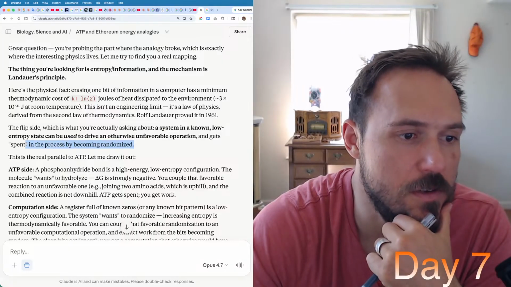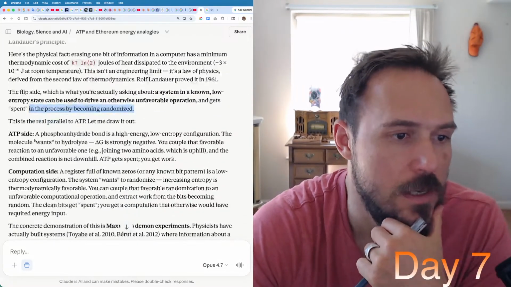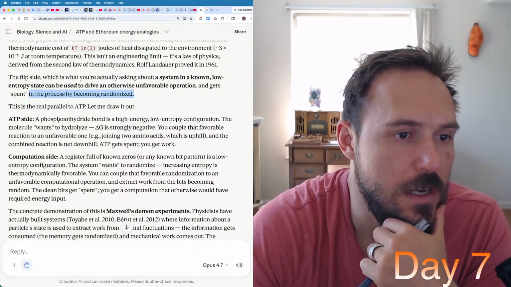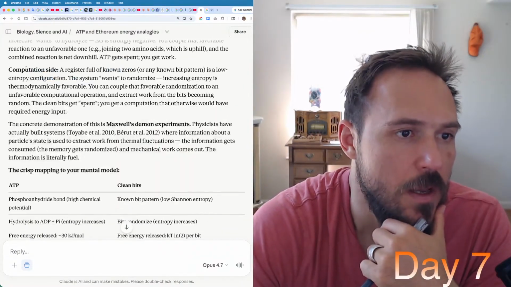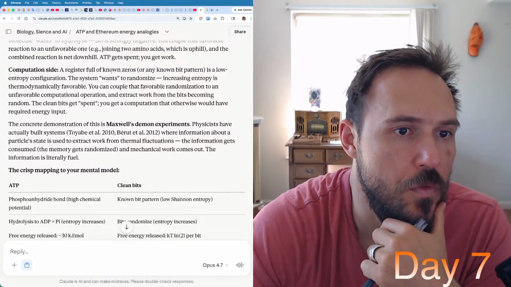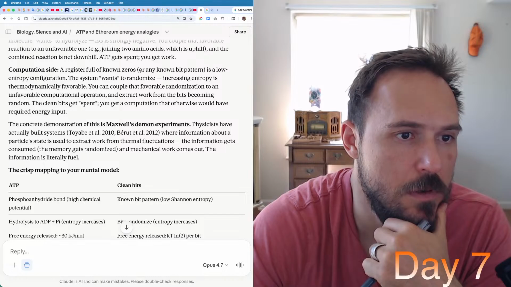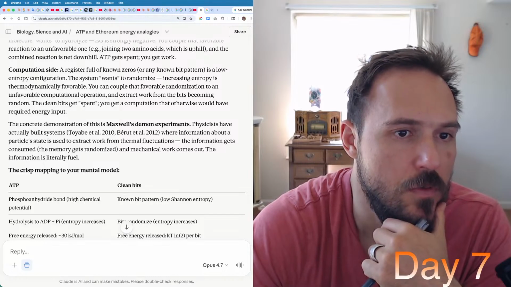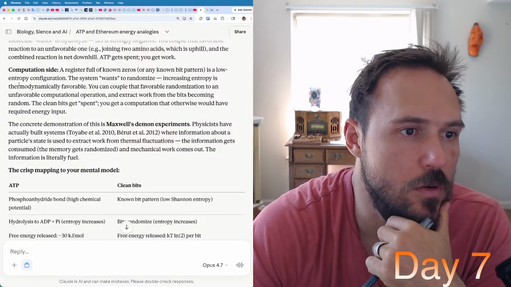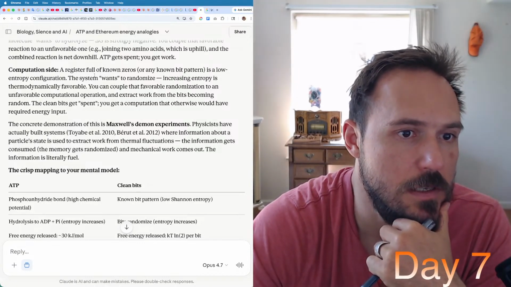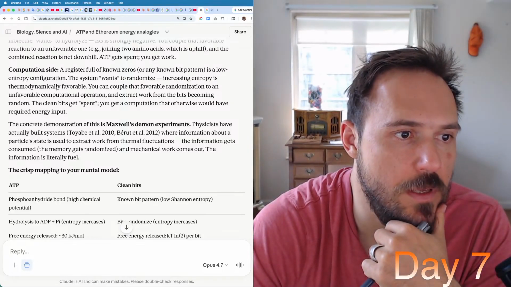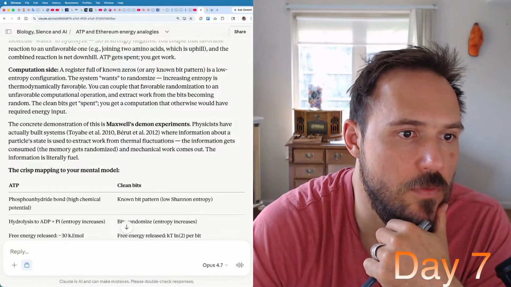Yes, I think sorting should be the one. This is the real parallel of ATP. Let me draw it out. In computation, a register full of known zeros, or any known bit pattern, is a low entropy configuration. The system wants to randomize. Increased entropy is thermodynamically favorable.